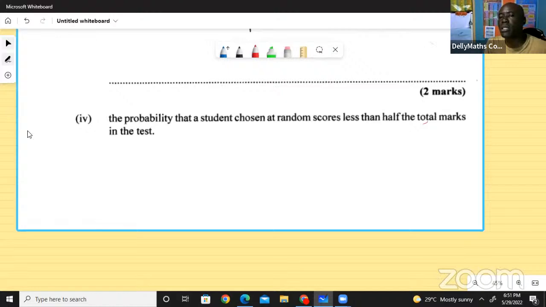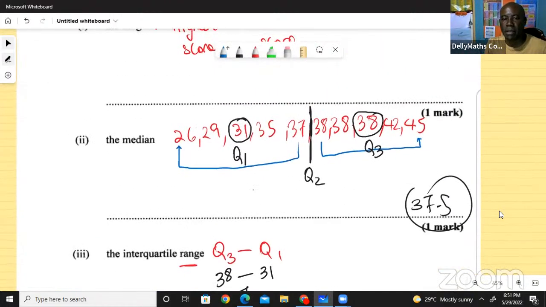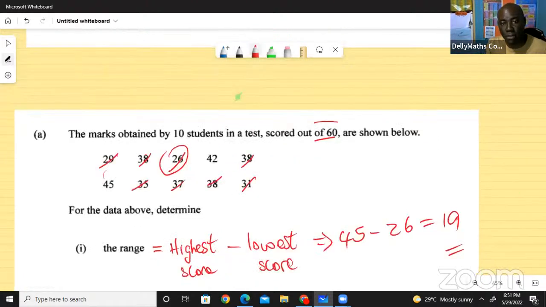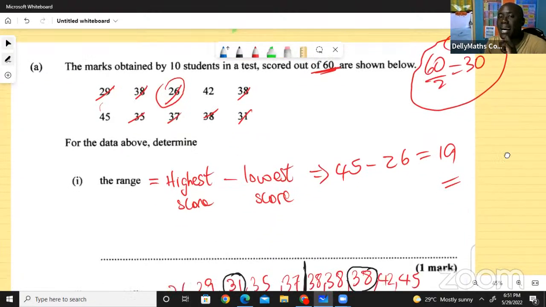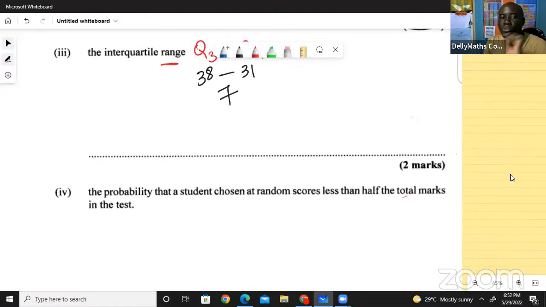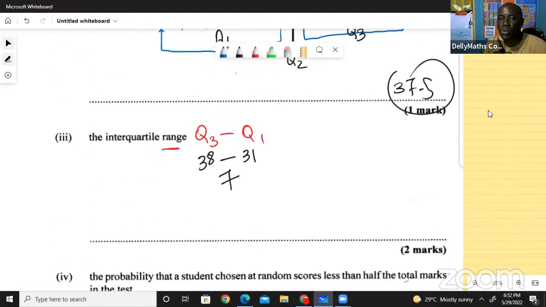Now, we're going to look to see those who score less than half. What's the mark for the test? Go back. The test is marked out of 60. So if the test is marked out of 60, half of 60 is 30. So we're talking about people who score less than 30. This is what the question is based on. Scoring less than 30, less than half of the total. So let's go back to this question. The probability that a student chosen at random scores less than half of the total marks.